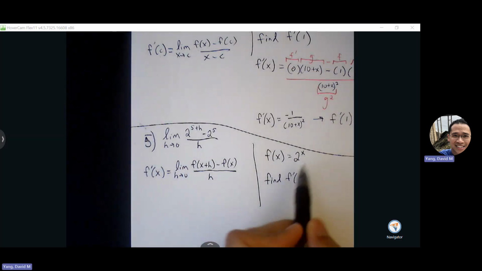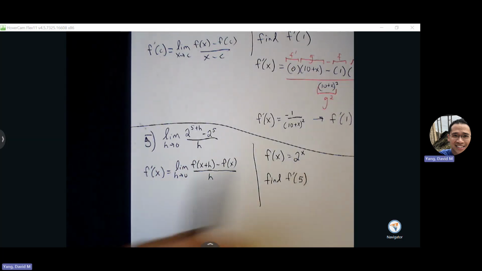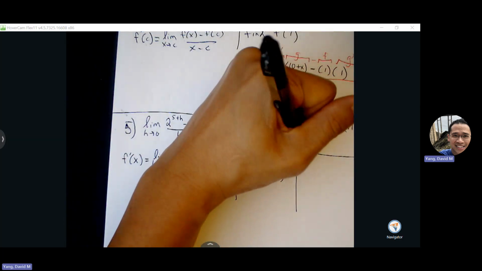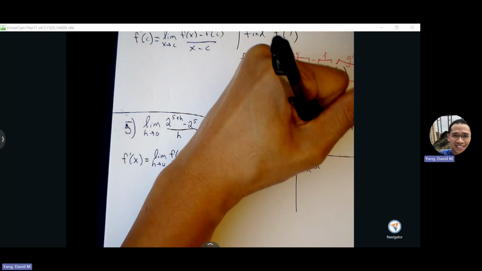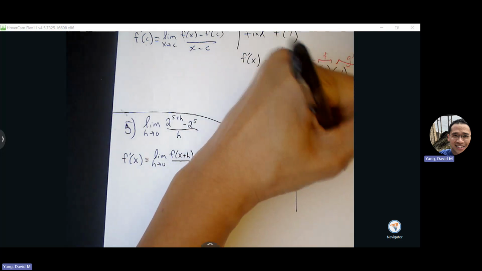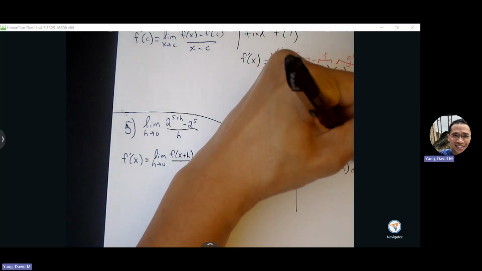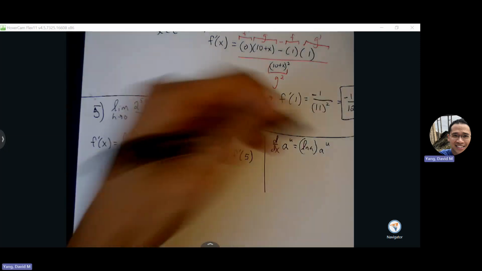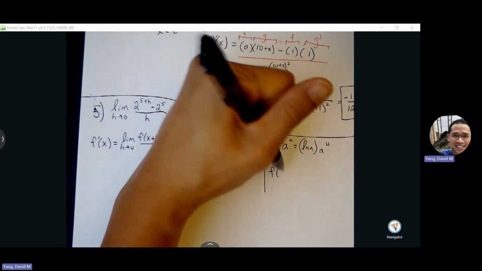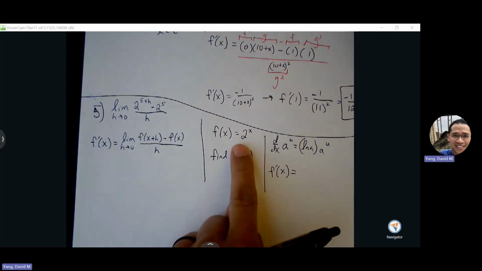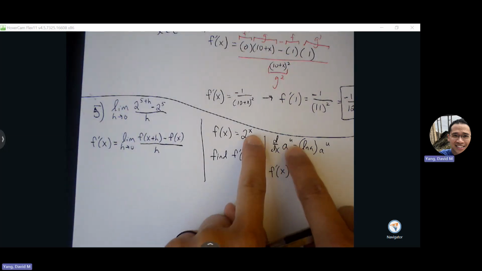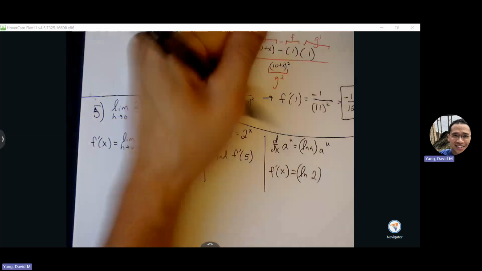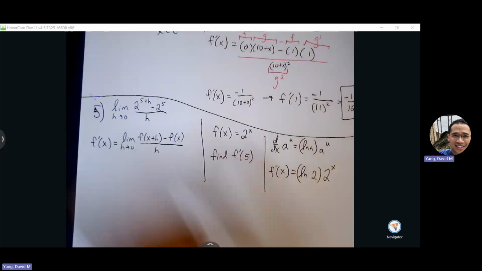Now, we haven't learned this derivative rule yet, so no, I'm not going to put this on the test. But even if I did, I would give you the rule: the derivative of a to the u is natural log of a times a to the u. So therefore, if we want to find the derivative, f prime of x, this is my a, this is my u. So it's just going to be natural log of 2 times the original function, 2 to the x.